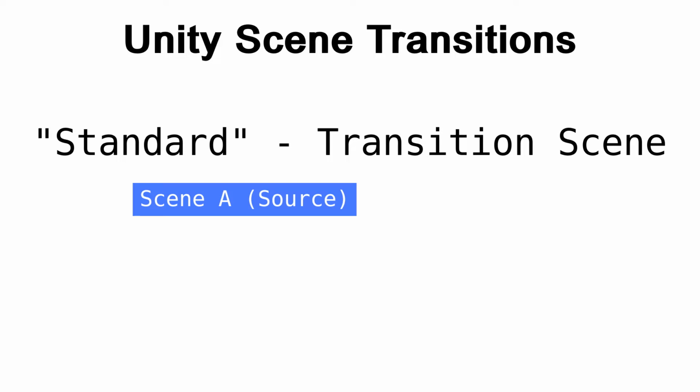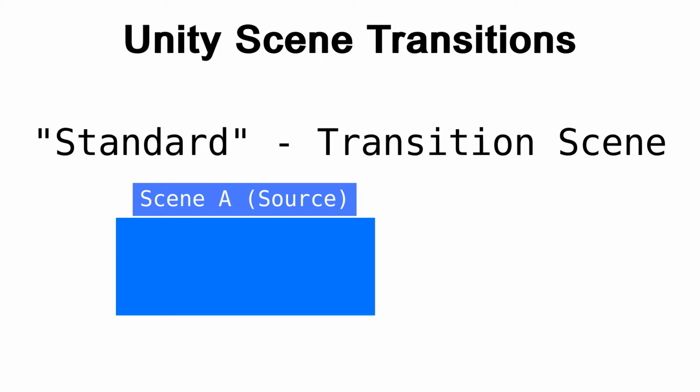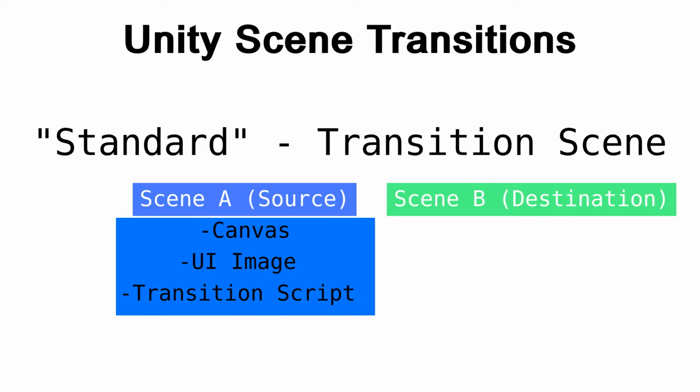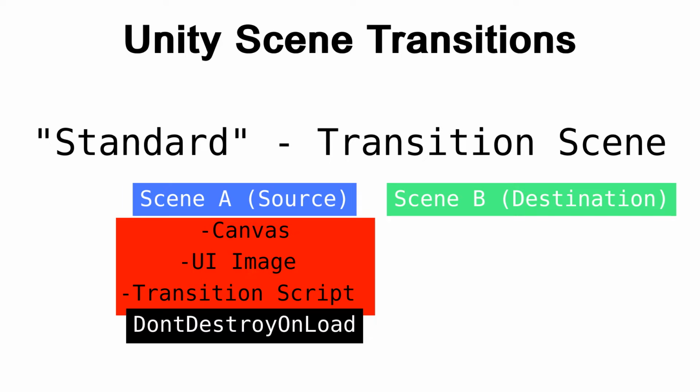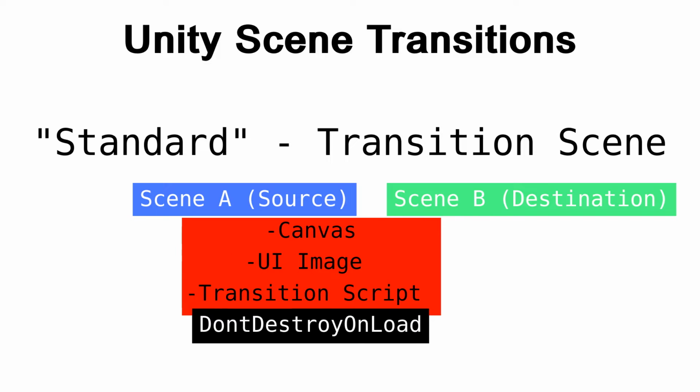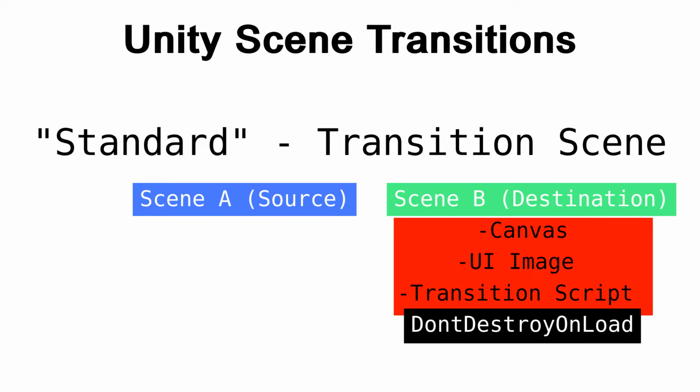You have scene A, the scene you want to start off with, which contains your canvas object, a UI image, and a transition script. Scene B, your destination scene. The normal process is to wrap the transition scene in Don't Destroy Unload, which will preserve the canvas and the UI image for the transition.